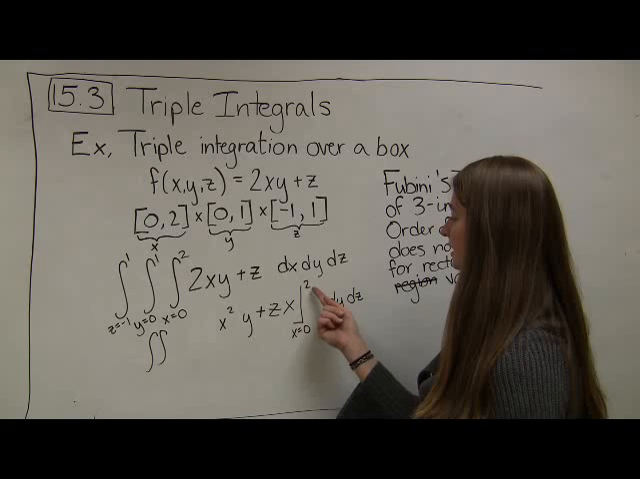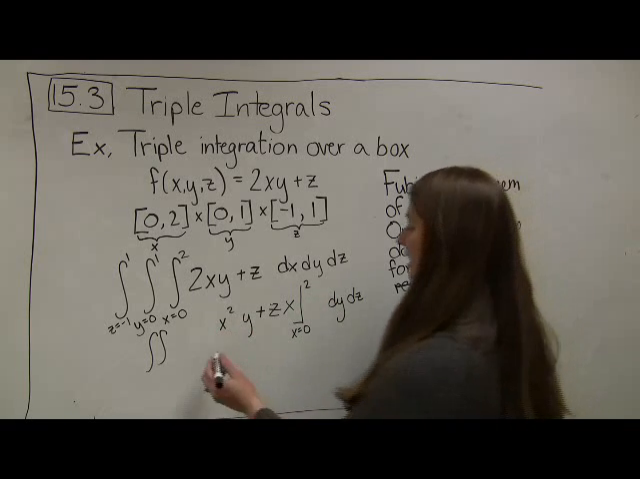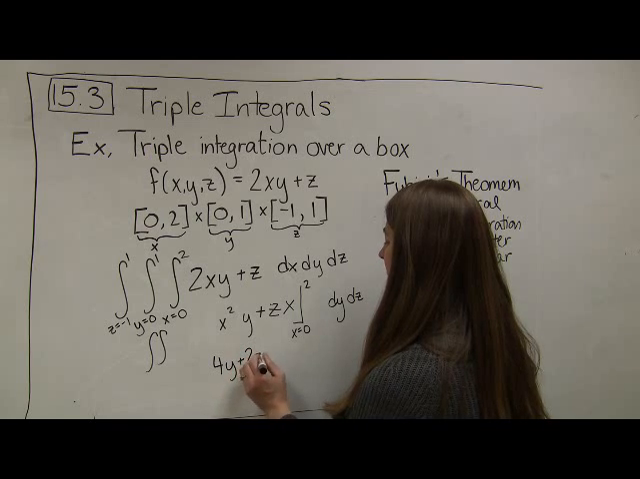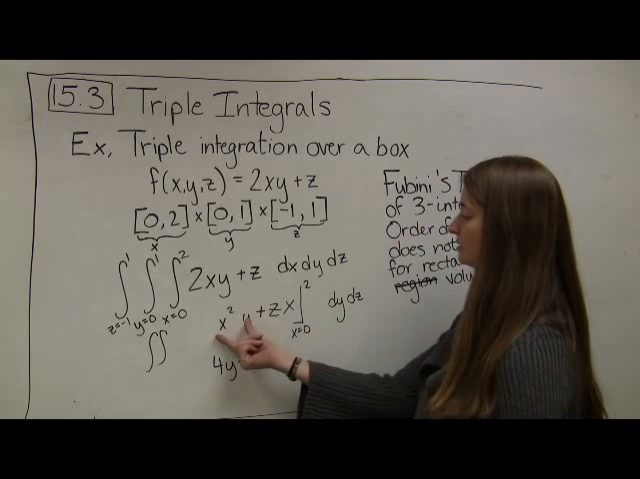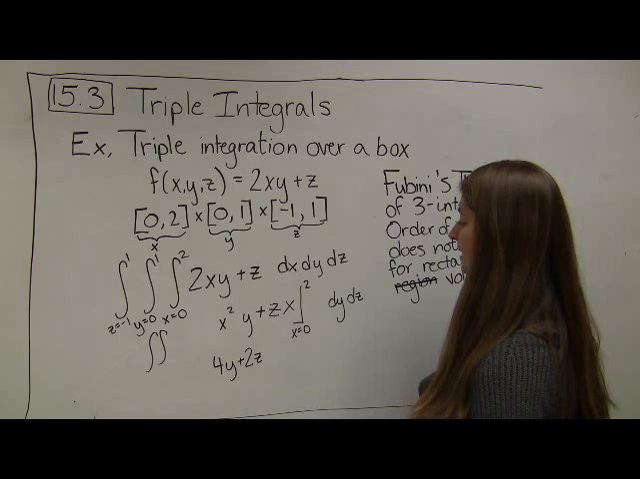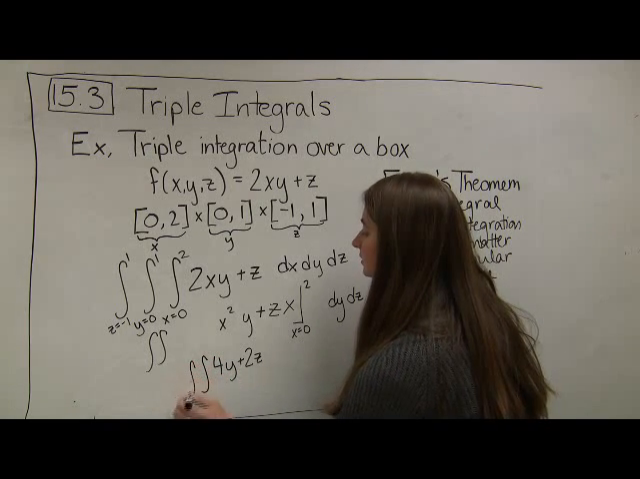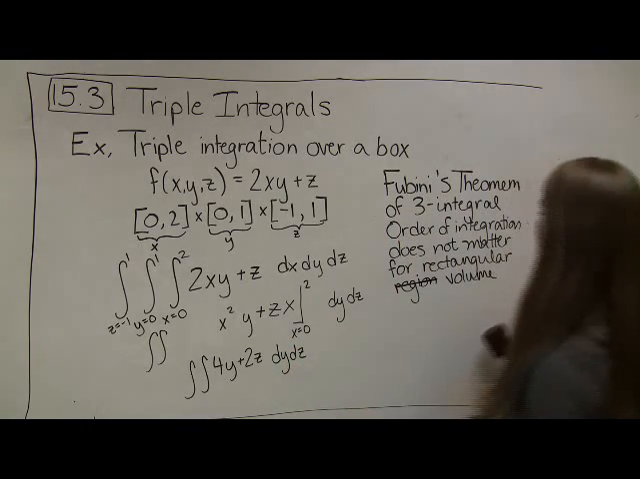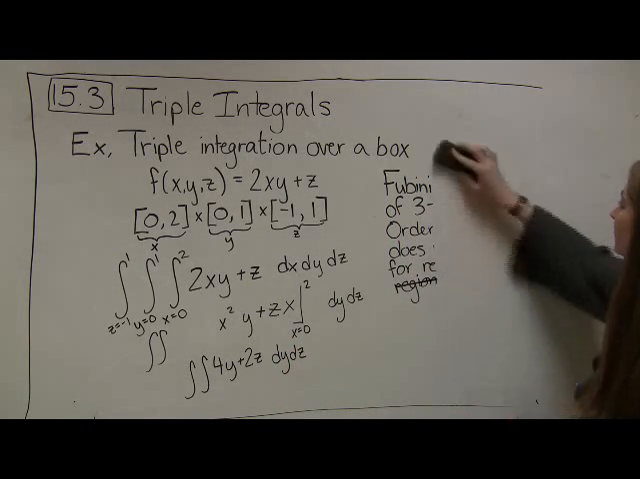And I see that when I plug in 2 for x, I get 4y plus 2z. When I plug in 0 for x, both of these terms become 0. So now I'm left with a double integral with respect to y and with respect to z. I'm going to continue the rest of this.